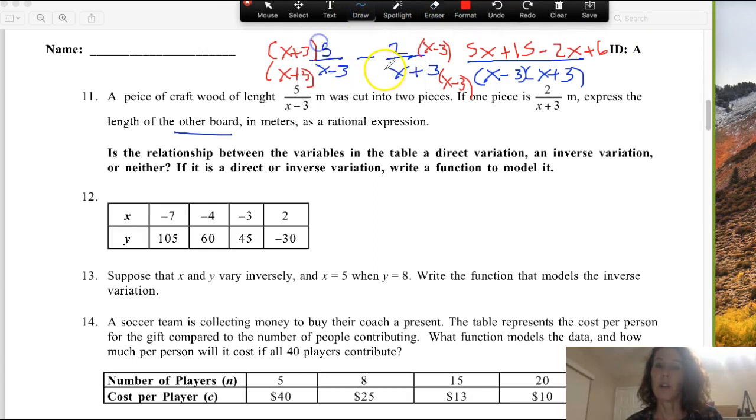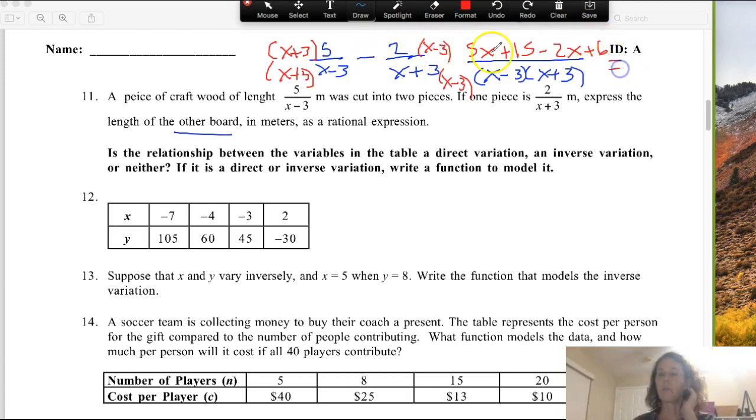I just had to make sure I distribute that negative with the 2. So negative 2 times this gives me negative 2x, and then negative 2 times negative 3. This is the biggest mistake I see, guys. People forget when they're subtracting to distribute that negative to the second distributive term. Negative 2 times negative 3 is positive 6.